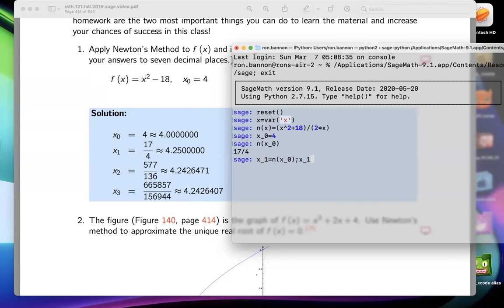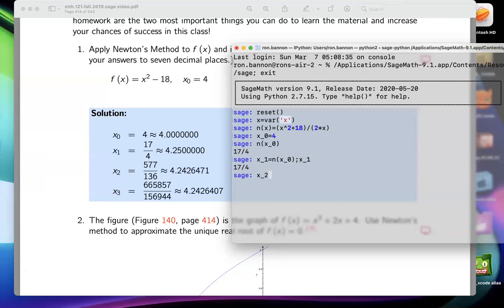Okay, you can get better with time. You try this, you're going to get better. So what does this do? This takes N, Newton's function, at X naught, evaluates it and assigns it to X1. And what do you get? 17 quarters. Now what I want to do is X2.